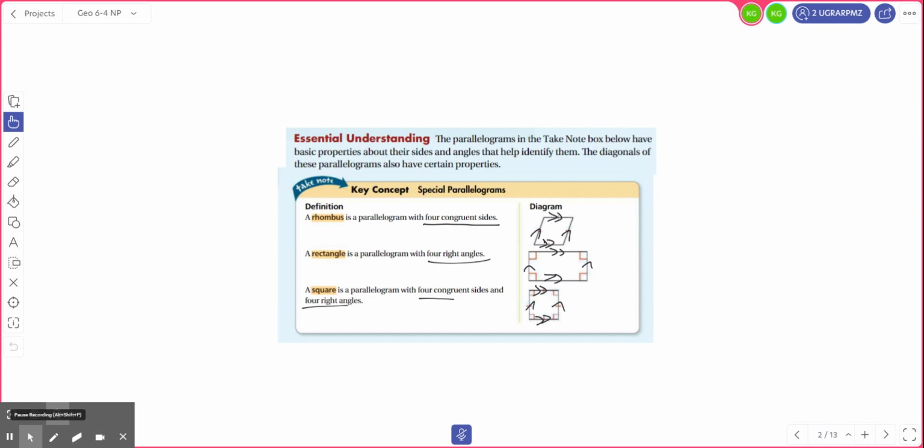Just going back quickly, you'll notice that a square is a rectangle, and a square is also a rhombus. Saying that it's a square is just more specific. It is not incorrect to say that this is a rectangle, and it's not incorrect to say that it is a rhombus. It is in fact both of those things. It meets the definition for both of them.